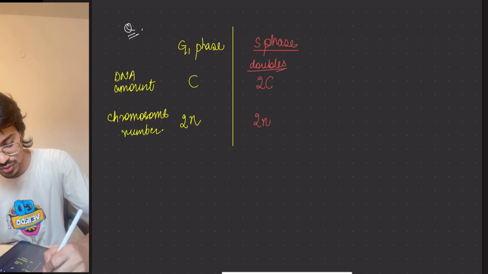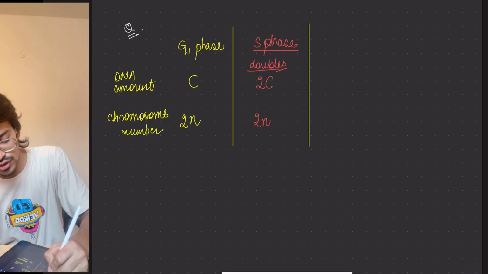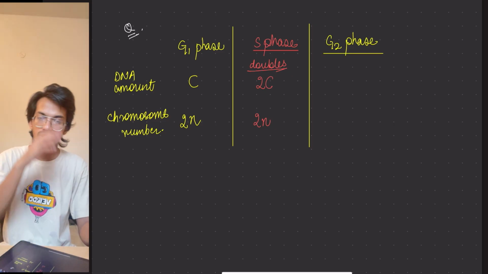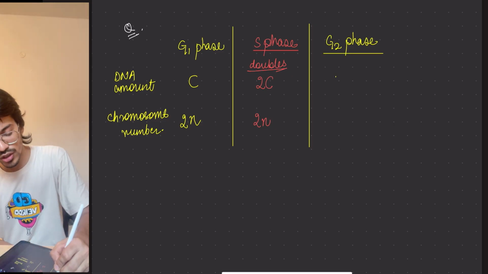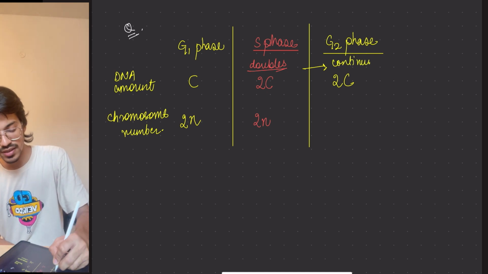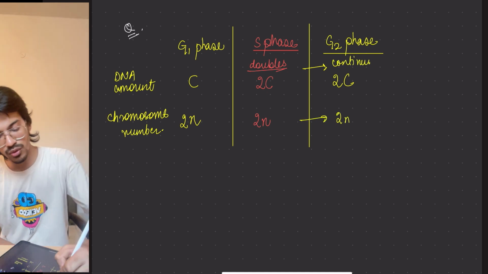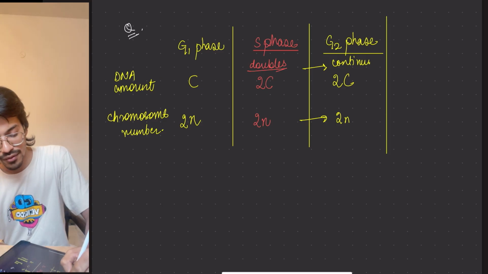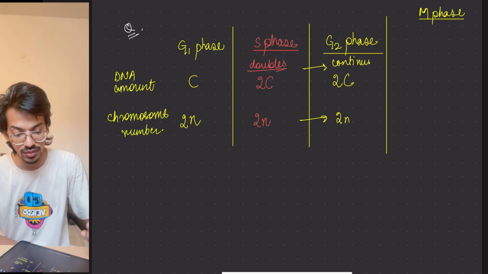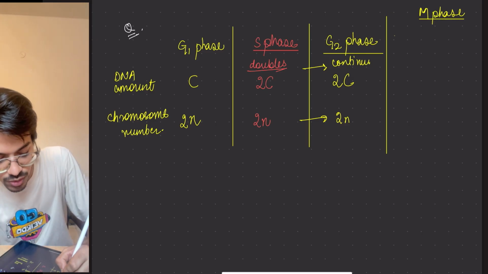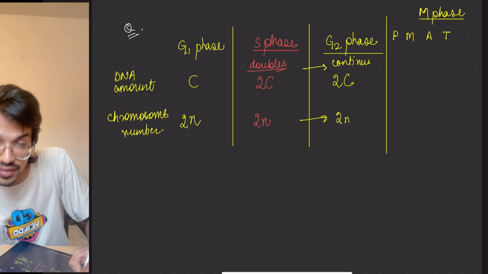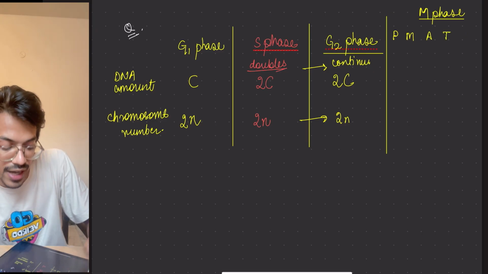Moving on to the next one, the G2 phase. In G2 phase, whatever has doubled continues. Nothing is dividing, and this is still the same, 2N. Then the M phase will come. In M phase you have to remember certain points: it has prophase, metaphase, anaphase, telophase, and then cytokinesis.